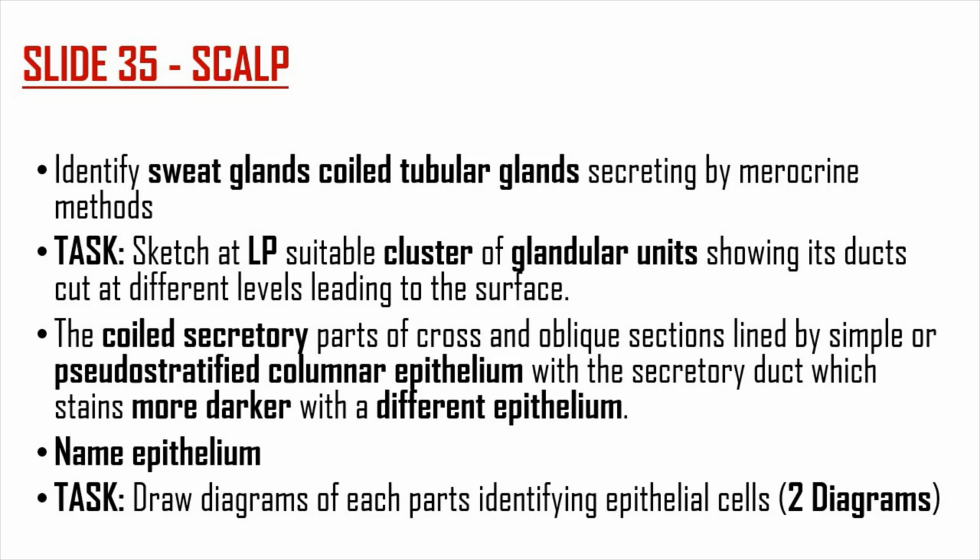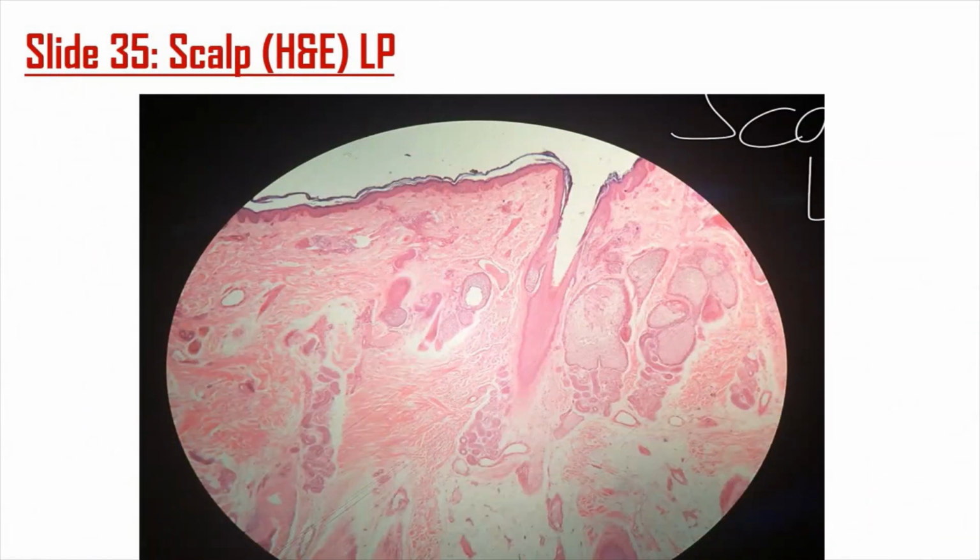Okay, so the scalp: you should identify sweat glands. Sweat glands are coiled tubular glands secreting by merocrine methods. Merocrine secretion is where your secretory product is released by exocytosis. The coiled secretory parts of the sweat glands are lined by simple or pseudostratified columnar epithelia, with the secretory duct which stains more darkly with a different epithelium. So only draw at high power for this.